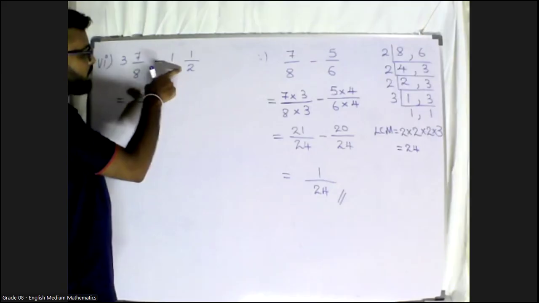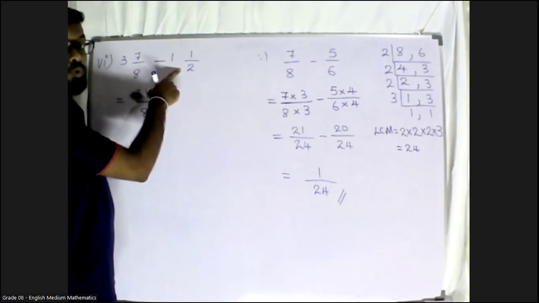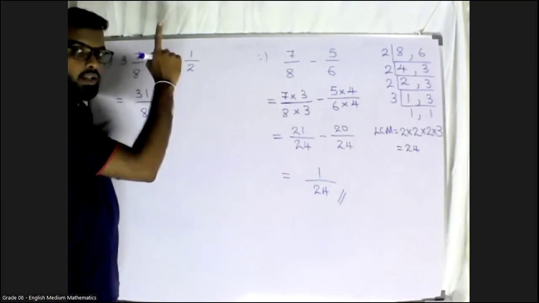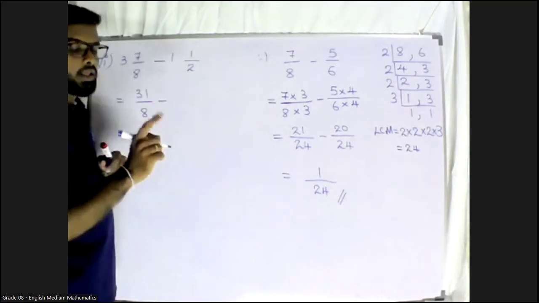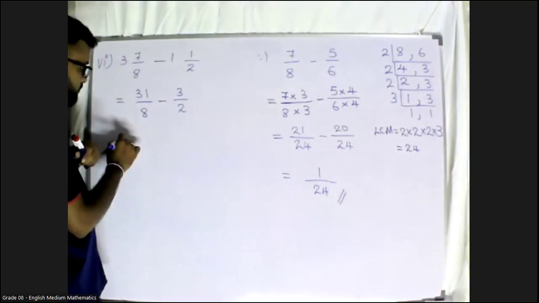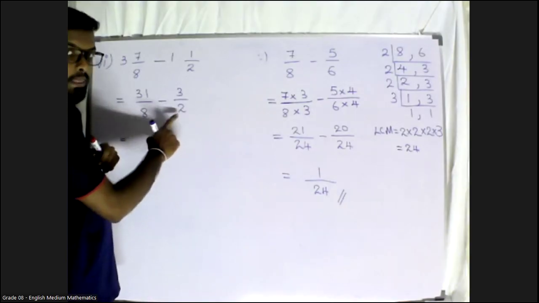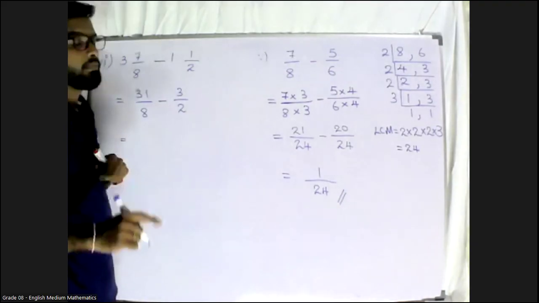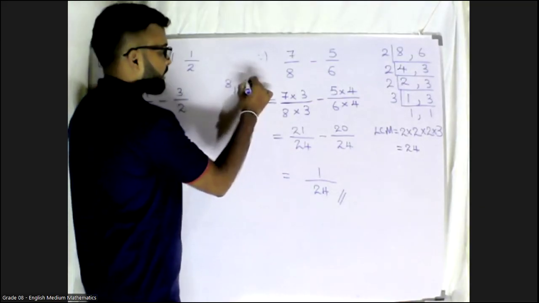Now how are you going to convert this into an improper fraction? 2 times 1, 2. Keep that in your mind. 2 plus 1, 3. 3 upon 2. Now again, these have different denominators. So definitely you have to find the LCM. So I will write 8, 2.